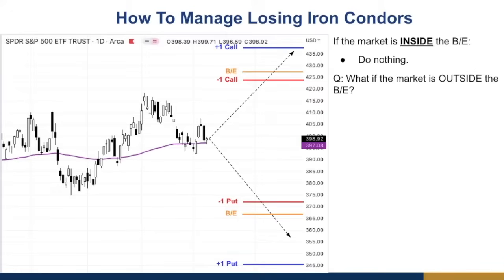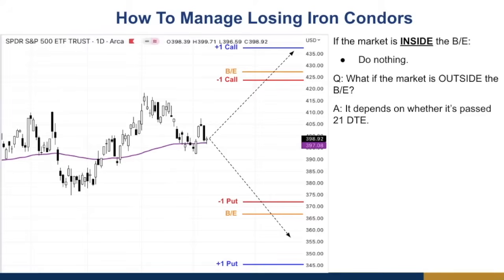Now, what if the market is outside of the break-even? What if it has such a big move that it goes past your break-even point? Well, at this point, this is something where you might need to do something, and it depends on whether it's past the 21 days to expiration mark. The 21 days to expiration mark is a focal point on where you start to manage your options.